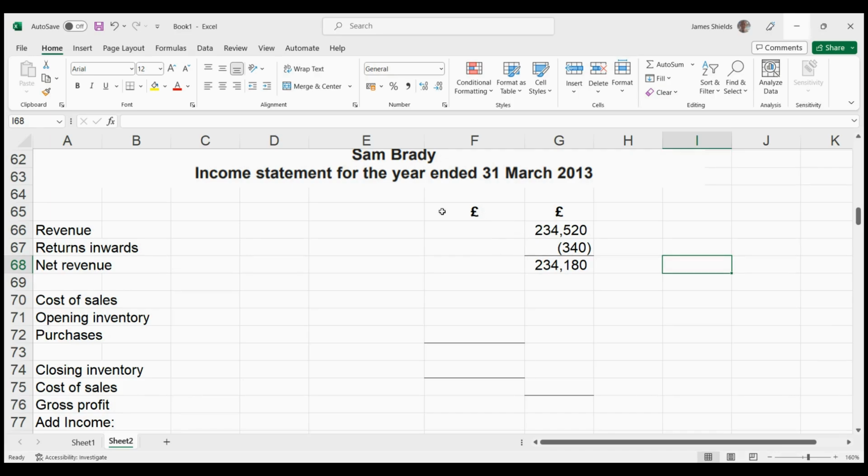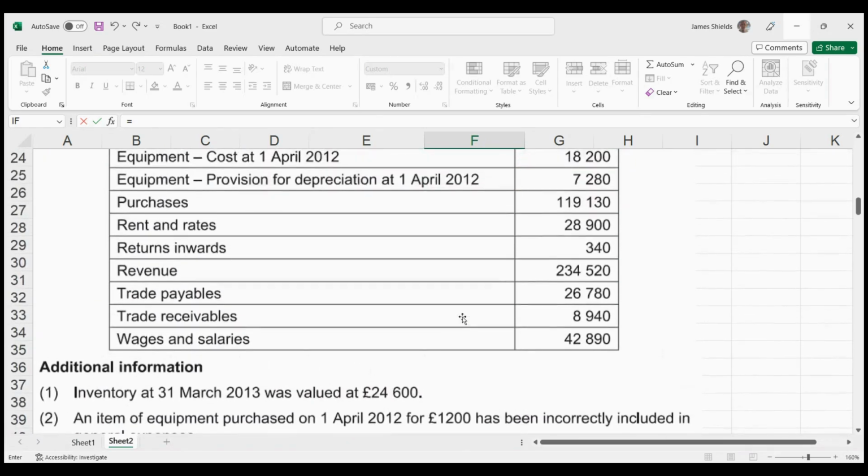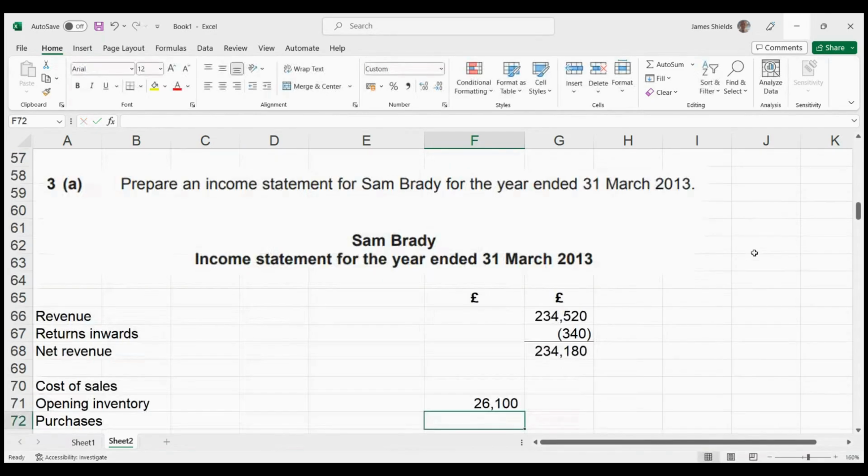Right, now some people will be asking, why do I have 2 columns or 3 columns? I would have 3 columns if I've got carriage inwards and purchase returns. I've got no purchase returns, no carriage inwards, so it's just 2 columns. Right, my cost of sales next, opening inventory. And opening inventory, that was the figure in our list of balances at the beginning. So opening inventory is inventory at the 1st of April 2012, and it's 26,100.